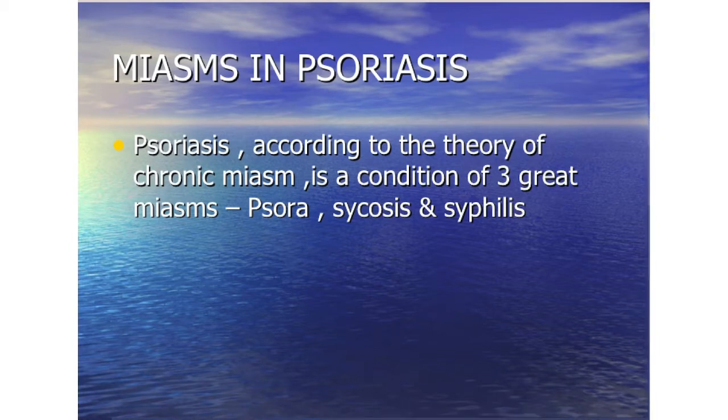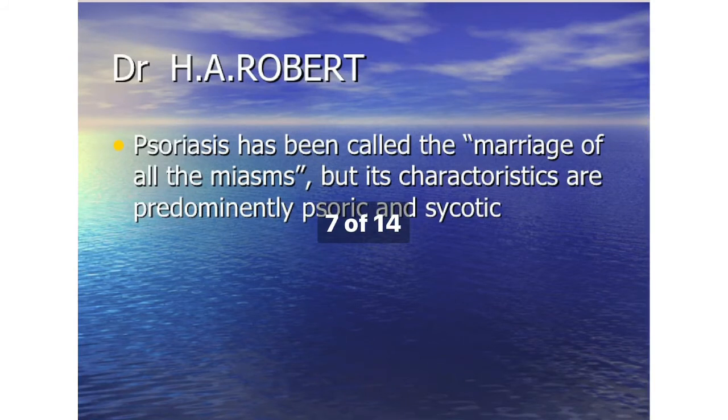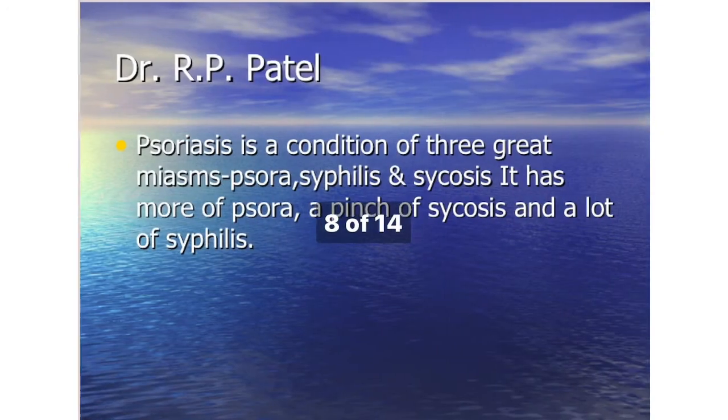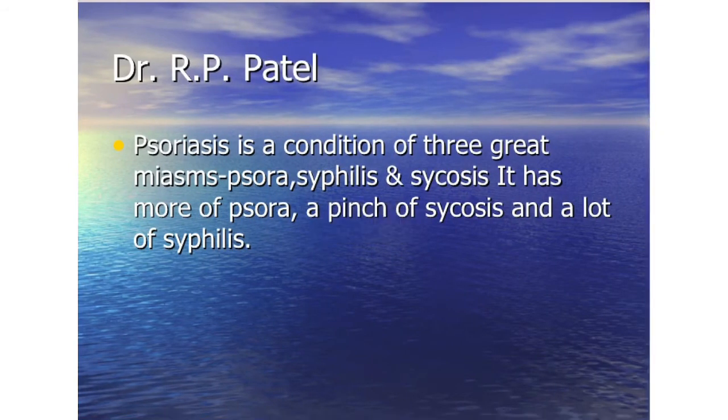Next, coming to miasms in psoriasis. According to the theory of chronic miasm, psoriasis is a condition of the 3 great miasms, which are psora, sycosis and syphilis. Dr. H.A. Roberts says psoriasis has been called the marriage of all the miasms, but its characteristics are predominantly psoric and sycotic. Dr. R.P. Patel says psoriasis is a condition of 3 great miasms: psora, syphilis and sycosis. It has more of psora, a pinch of sycosis and a lot of syphilis.